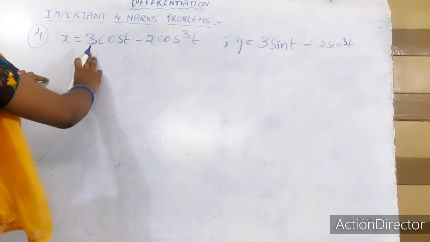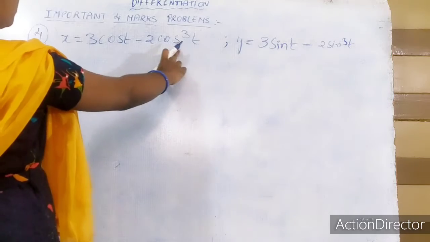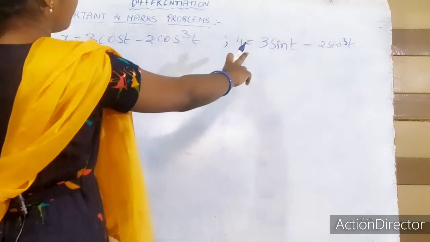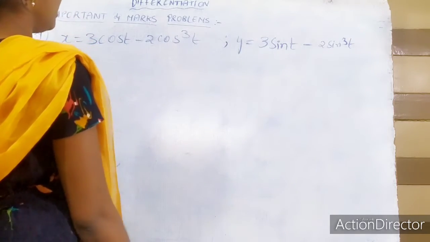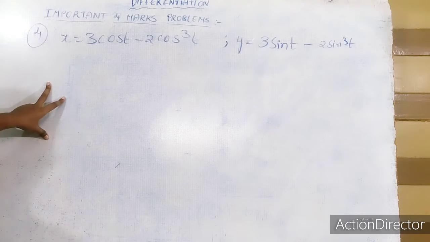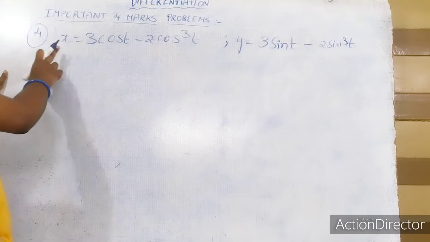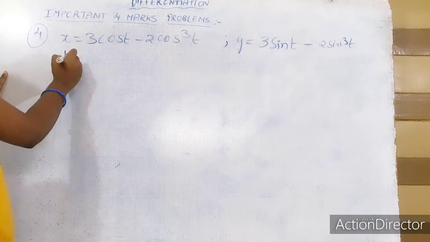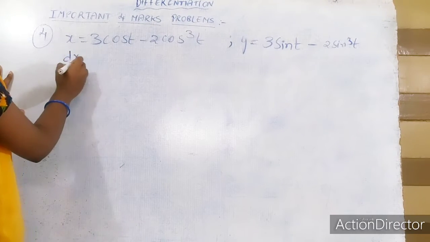Next, the functions: x is equal to 3 cos t minus 2 cos cube t and y is equal to 3 sin t minus 2 sin cube t. They have given two values, so we have to find the derivative for the x value and the y value. So differentiate with respect to t.